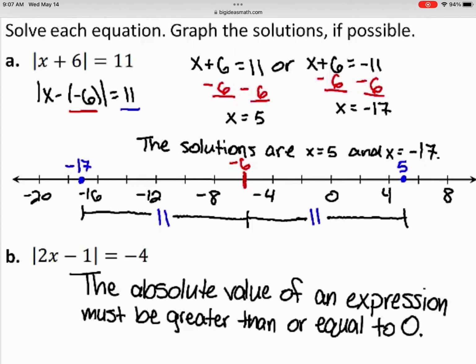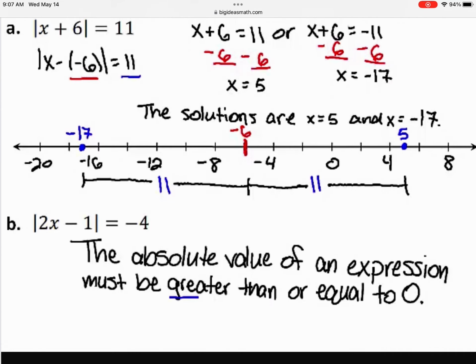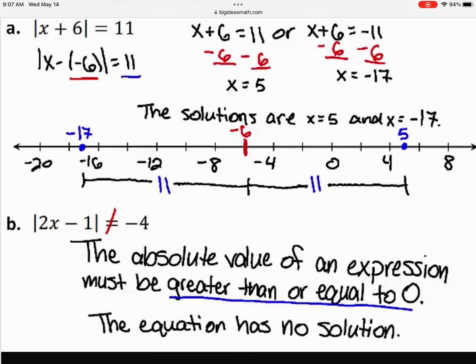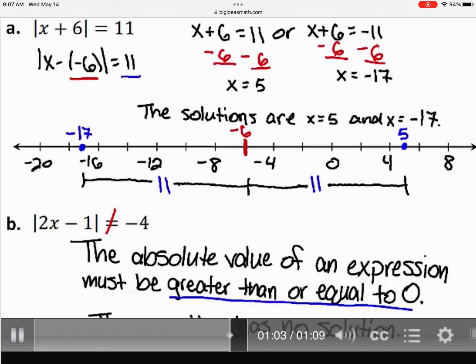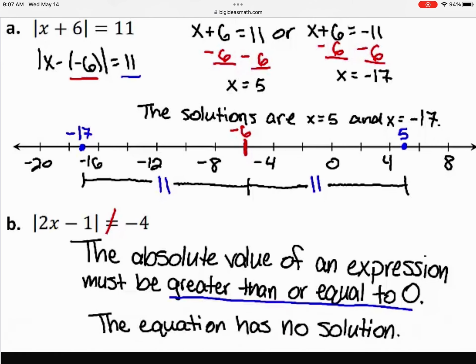The absolute value of an expression must be greater than or equal to 0. So the absolute value of the quantity 2x minus 1 cannot equal negative 4. In the equation, the absolute value of the quantity 2x minus 1 equals negative 4 has no solution.